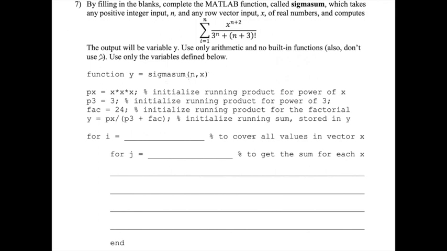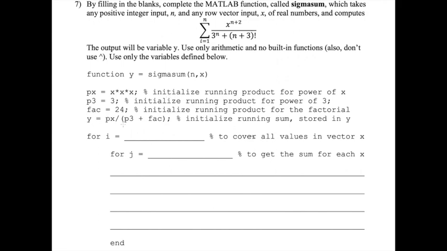So use only variables defined below. It defines p of x for us, and it says x times x times x. So that's this right here. And then we have p of 3 equals 3. So that's this right here. And then factorial equals 24. So that's this right there. And then y equals the whole thing basically computed. So that's going to be our running sum. That's the whole of this, which is going to be the series.